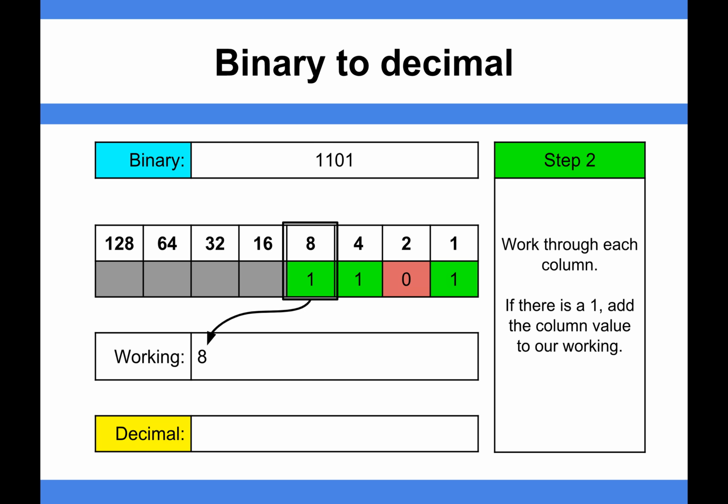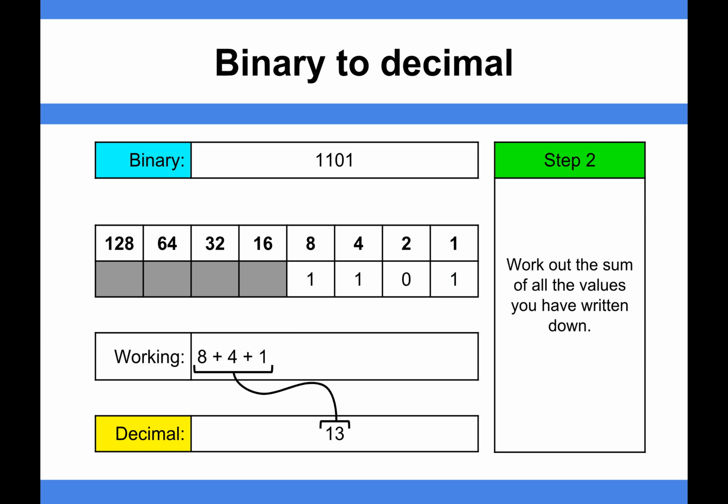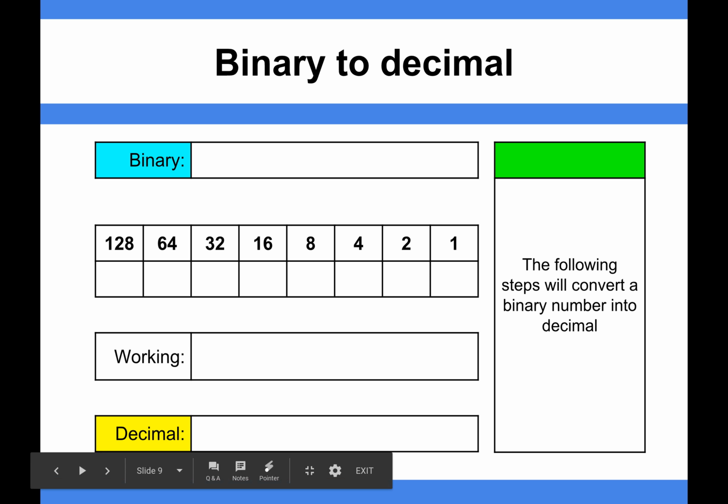Okay, so then all we do is we work out and add them up. So that one's worth eight, then that one's worth four, so we'd add them together, and that one's worth one. So the decimal equivalent is 8 plus 4 plus 1, which is 13. So 1101 in binary is 13 in decimal.